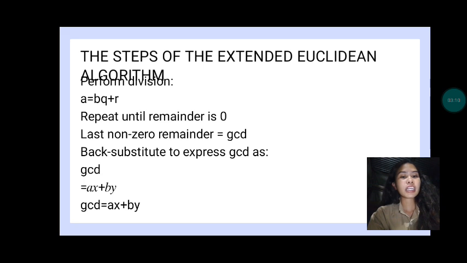And the second is the backward process, or backward substitution. Once we reach the last non-zero remainder, we go backward, expressing each remainder in terms of the previous equation. This is how we get the x and the y in the equation ax plus by is equal to GCD of a and b. So let us apply this in a real example.